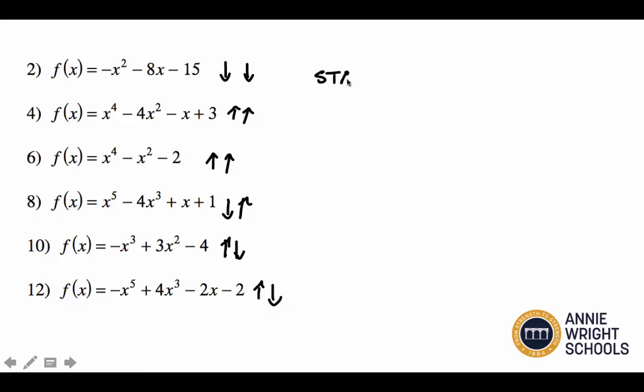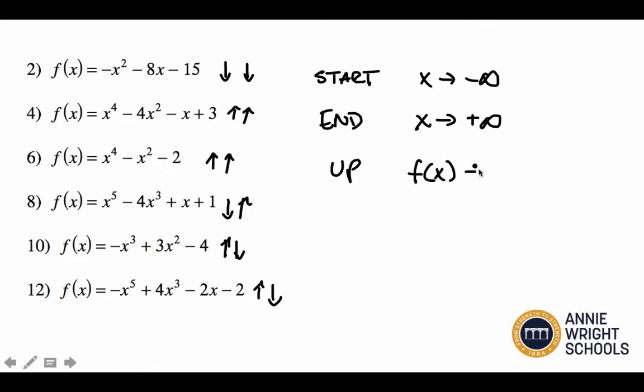Remember, start is x goes towards negative infinity. End would be x goes to positive infinity. Up is f of x goes towards positive infinity. And down is f of x goes towards negative infinity.